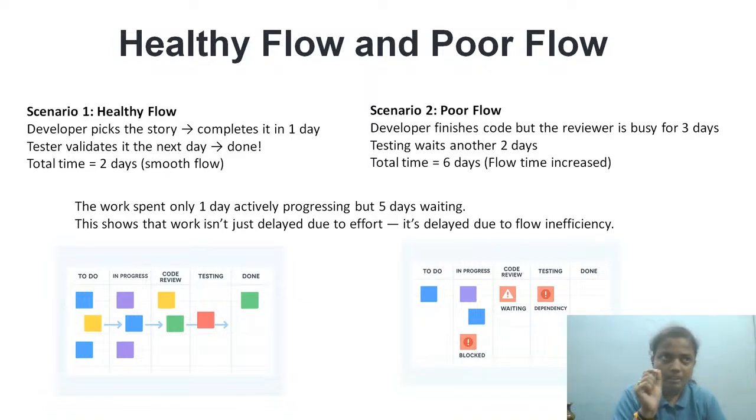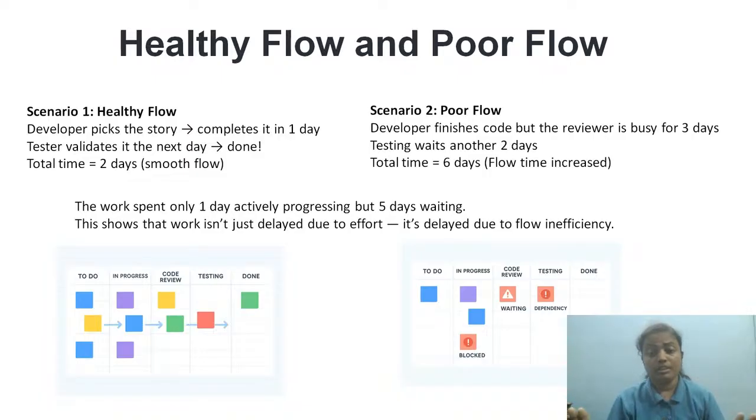Please focus on these words, flow time. We are going to talk about all these things. These all are the metrics, actually speaking. So flow time increased. The work spent is for only one day. Actively, we worked only one day. All the 5 days, no one worked. It was just in the system, in the waiting queue.